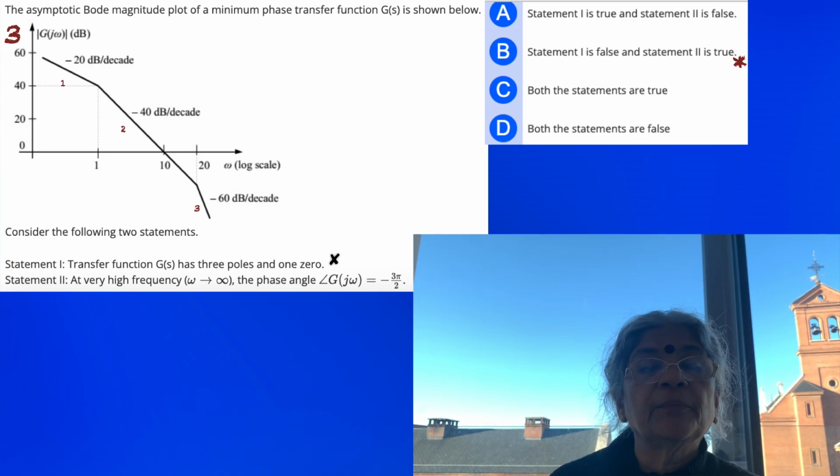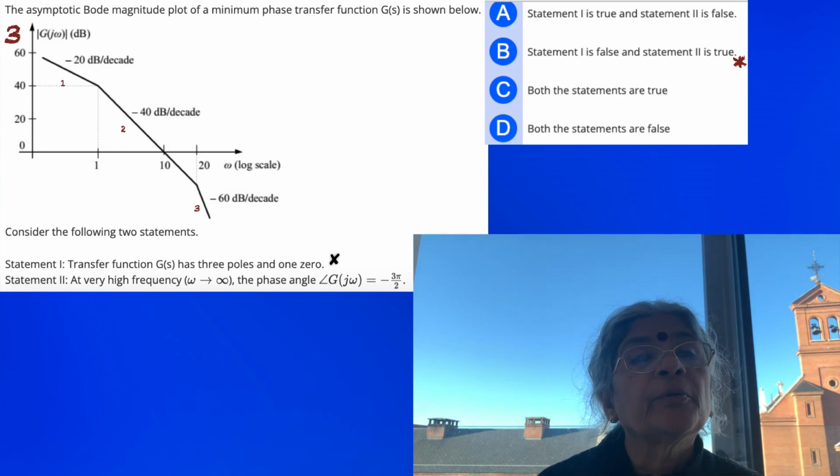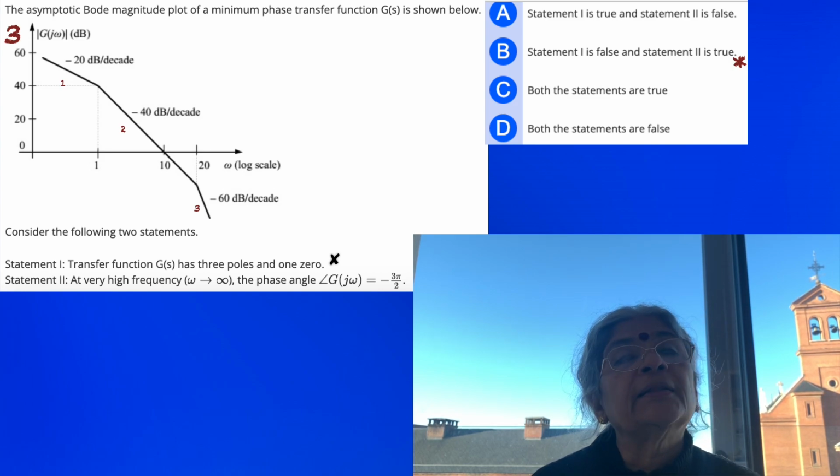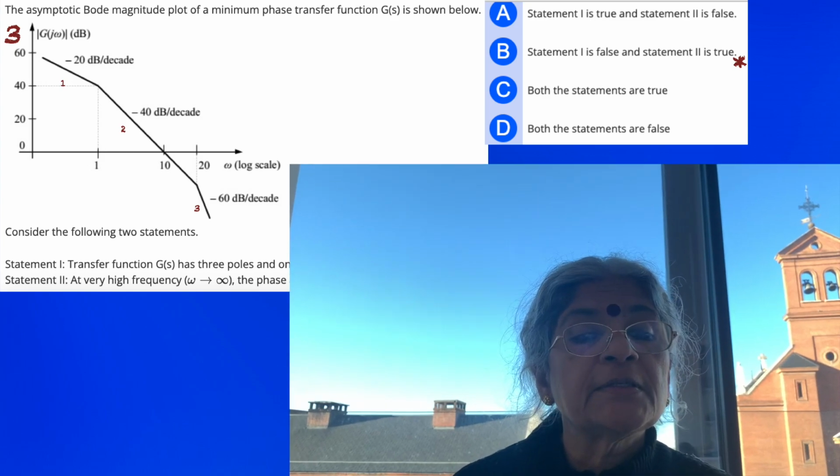1, 2, 3. So each of these poles contributes minus pi by 2, because they are in the denominator. So pi by 2 into 3, or minus 3 pi by 2. So statement 2 is right, and that's exactly what we are supposed to find out. And that's B. That is, statement 1 is false and statement 2 is true. I suppose this is clear.